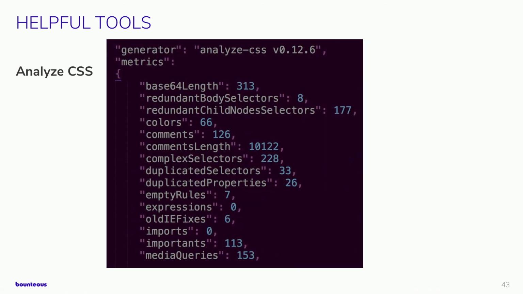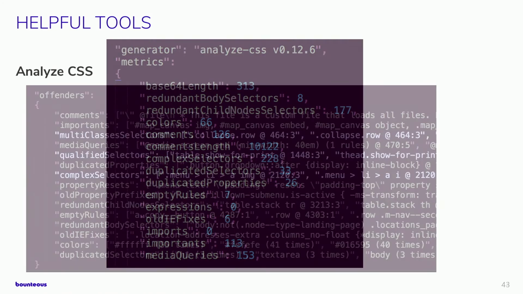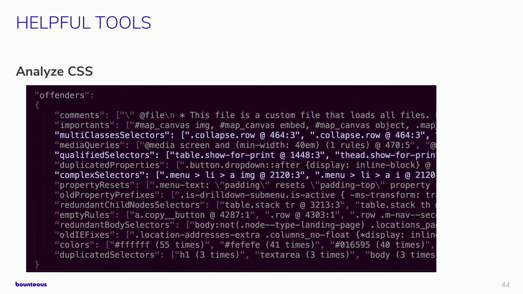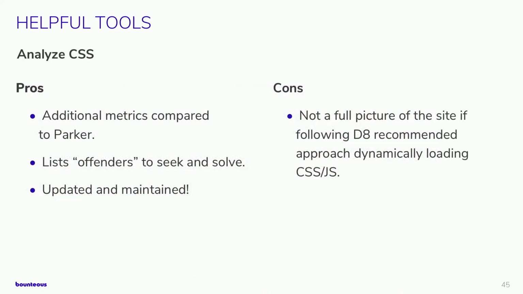I'm not going to go as deep into Analyze CSS as I did for Parker, but the metrics are pretty close, but it gives you more options. Again, in my slides, I have links, so you can check it out. Their GitHub page goes through all these metrics really well. But the thing that I really like about Analyze CSS is that it has this offenders list. So this tells you that super long specific CSS rule. So you can just go to that portion and say, what is going on here? Why are we completely controlling all the CSS in here? Can we make it more reusable and less specific? Very similar pros and cons to Parker.